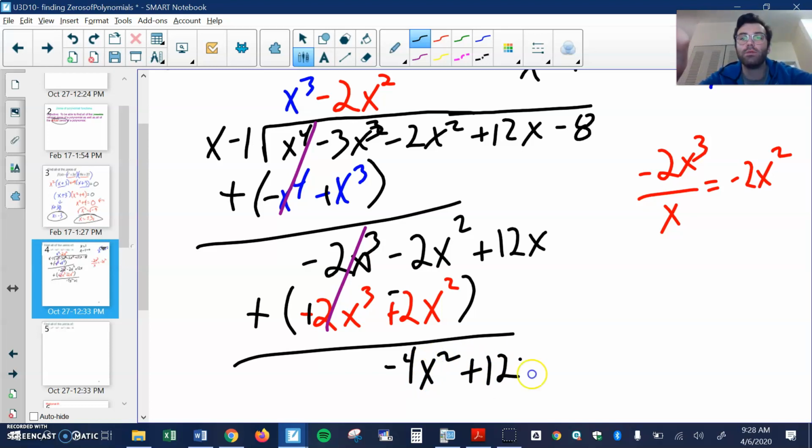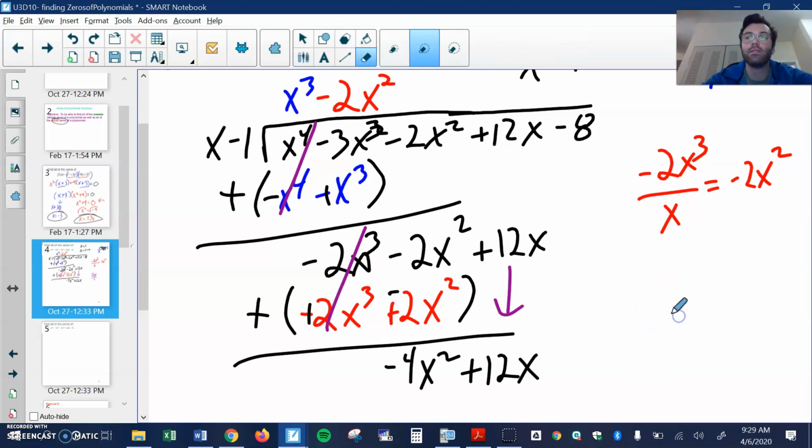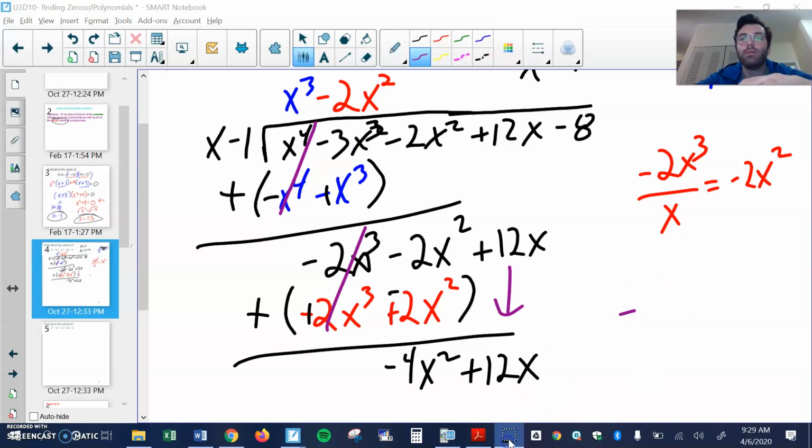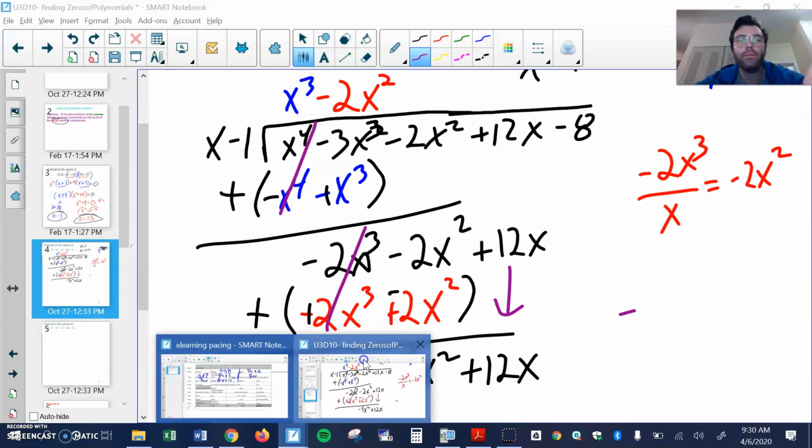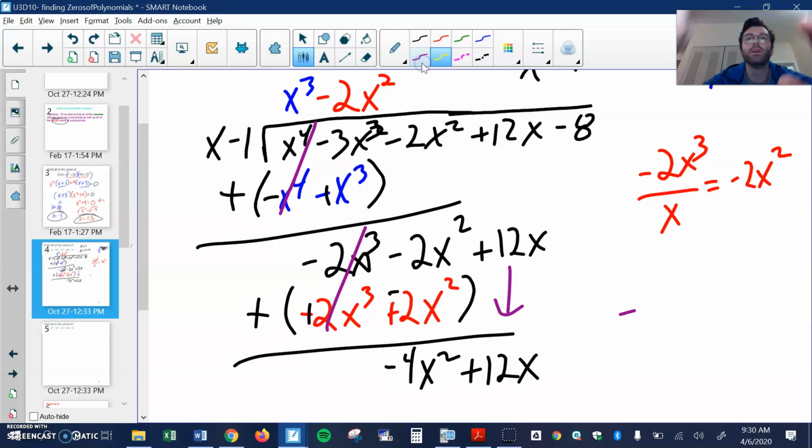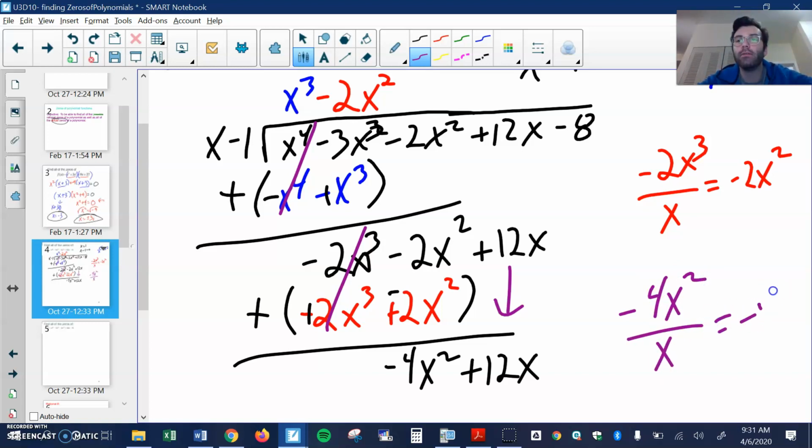Plus 12x, bring the 12x down again. Okay, again, we're adding straight down. Negative 2 plus negative 2 gives me negative 4, and 12x just comes down. Okay, 12x divided by, or excuse me, not 12x. How rude of me. Negative, all right, sorry, got lost there for a minute. Okay, so negative 4x squared divided by x, I get negative 4x. That's what goes on top.